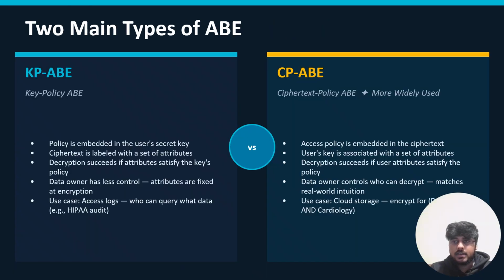There are two main flavors of ABE. In KP-ABE, key policy ABE, the access policy lives in the user's key, and ciphertexts are just labeled with attributes. And in ciphertext policy ABE, it's flipped. The policy is embedded in the ciphertext, and the user's key carries their attributes. CP-ABE is far more widely used because it matches real-world institutions. The data owner decides who can read their data at the time of encryption.